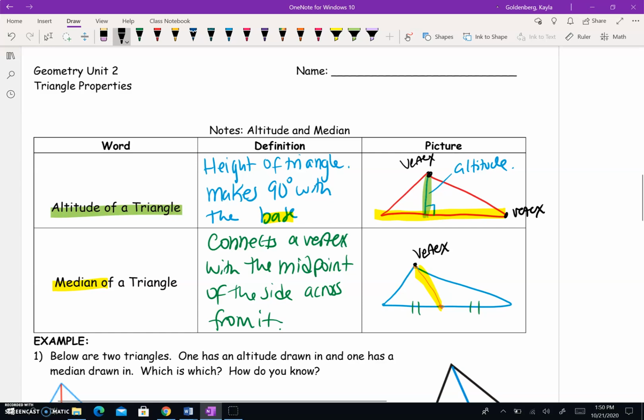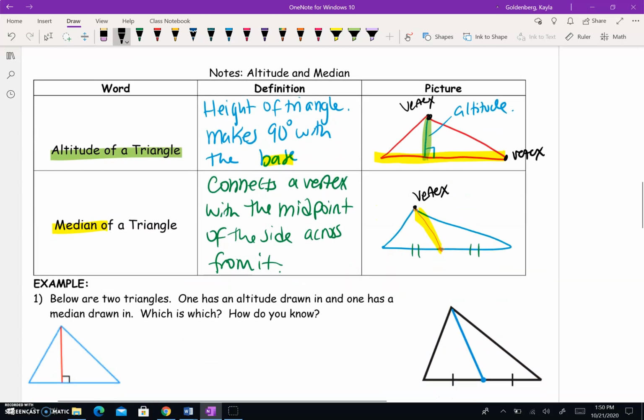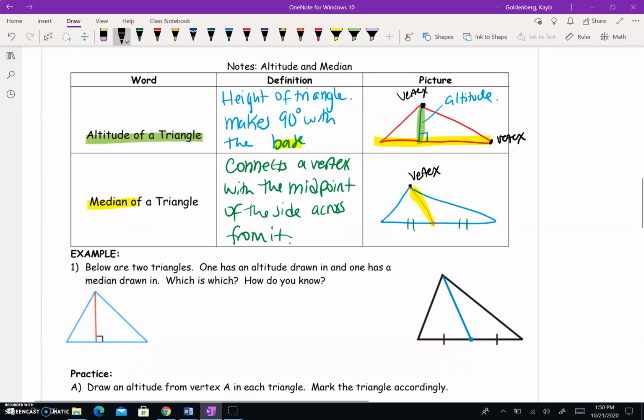Whereas the median has a similar look, right? You start at a vertex and you go to the middle of the base, or the side across from it. Notice that the yellow line is my median in picture number 2, and it cuts the base directly in half. So what's important is that the altitude always makes a right angle, and the median always cuts in half. Notice that they don't both do the same things, so keep track of the difference between them, and we'll do some examples to practice.